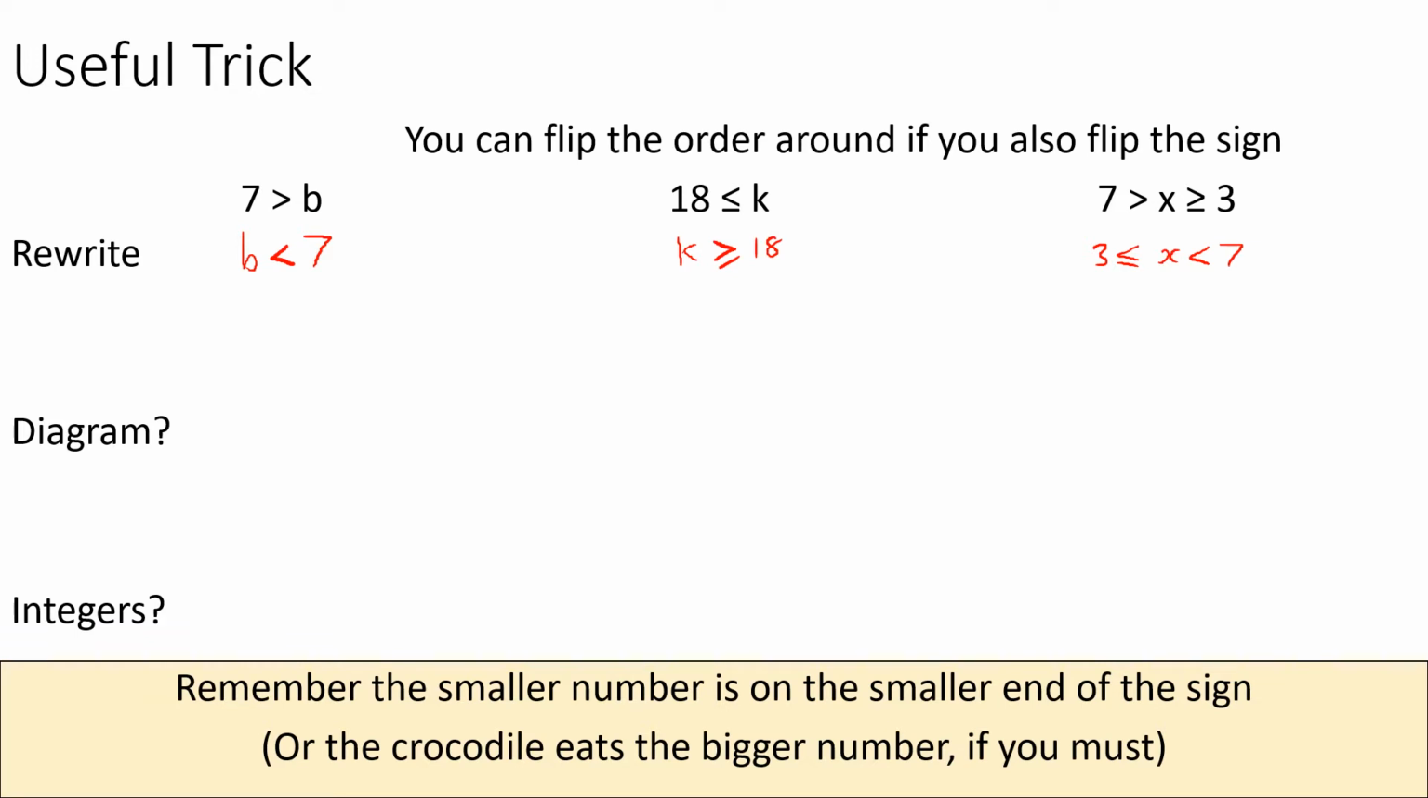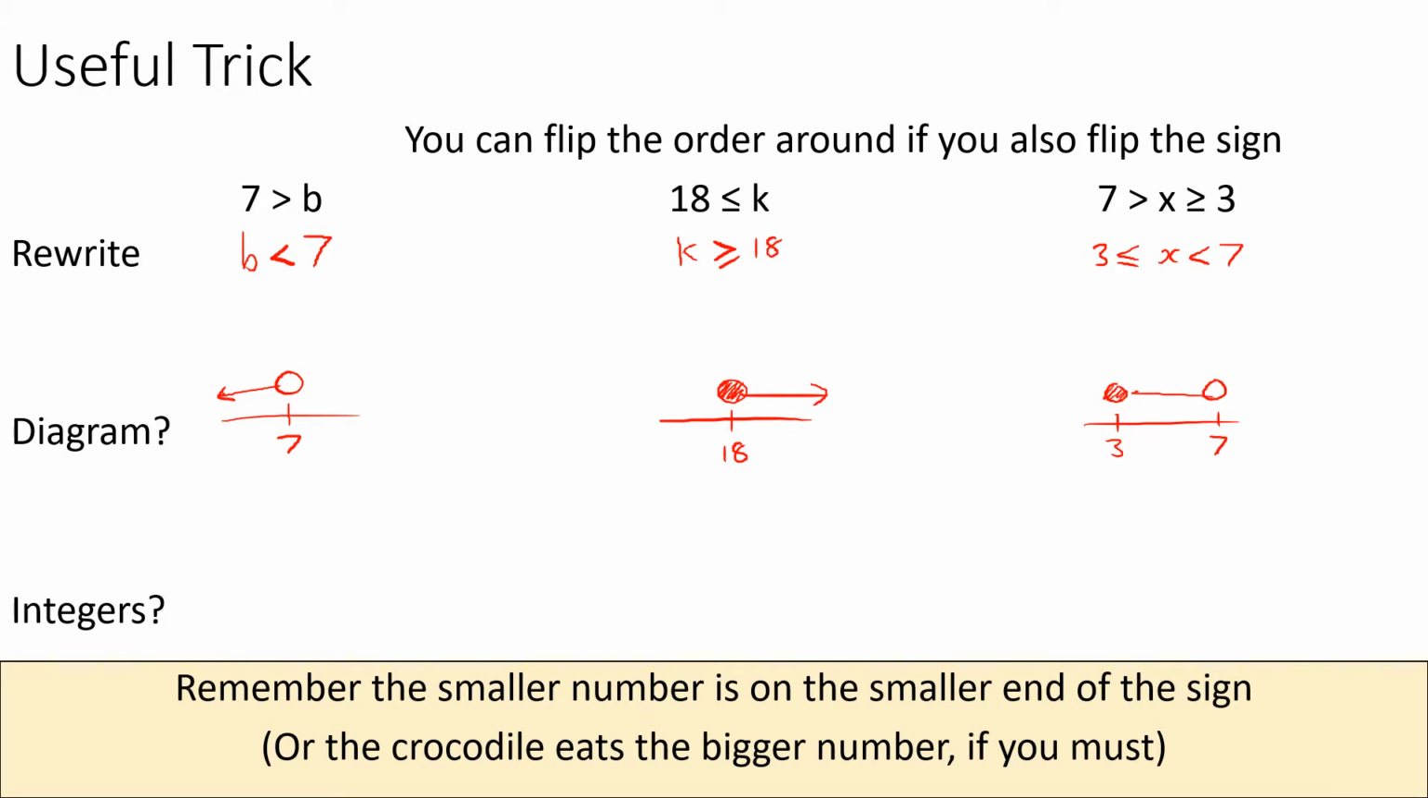What would the diagram and the integers look like? Well, we've kind of done this already, but let's do it quickly. We'd have a 7. We'd have an arrow going to the left, because on our rewritten one, it goes to the left. And we want the numbers that are less than 7, not filled in circle. 18, arrow going to the right, filled in circle. 3, 7, circle on each. In between those two, fill in just the 3.